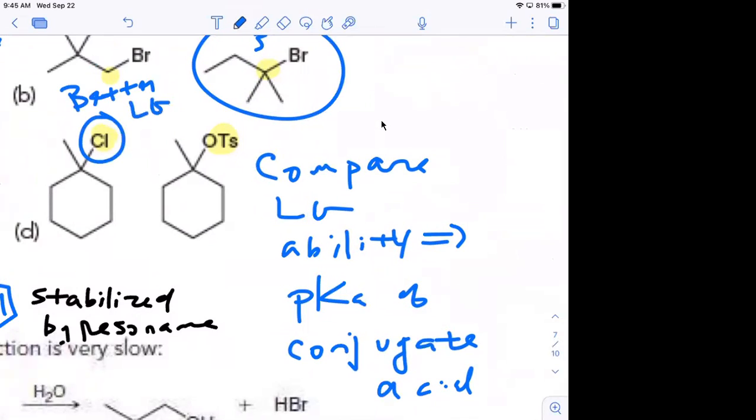So that means this reaction is going to be faster, right? Because if either one of them leaves, you're going to get a tertiary carbocation. But the fact that the chlorine is a better leaving group means that reaction is going to be faster than the substrate where the tosylate is the leaving group. Does that make sense?